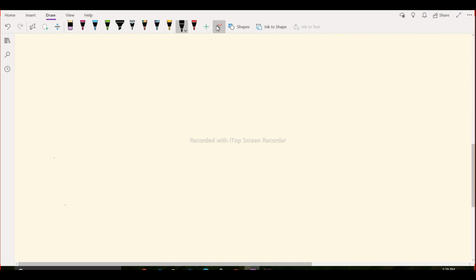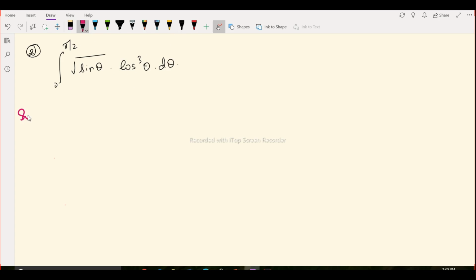Let's start off with the second one. Let's say the question is the integral from 0 to pi by 2 of square root of sine theta cos cube theta d theta. Let's start with this one. I can see sine, and the derivative of sine is cos, so I can just put sine theta equal to t. So now the derivative is cos theta d theta equal to dt.